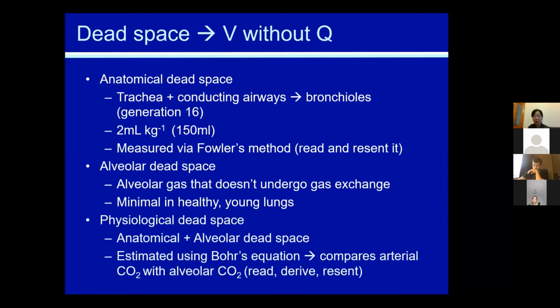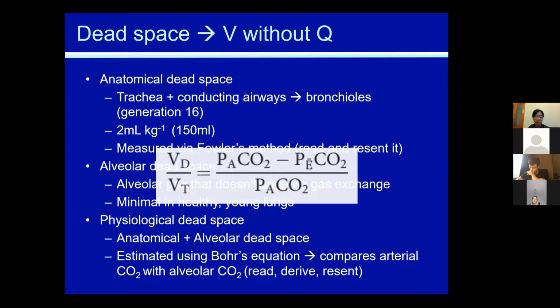And then finally, physiological dead space is the total of your anatomical dead space, i.e. your conducting airways, and alveolar dead space. So that's your alveoli that aren't very efficient. For MCQ purposes, Viva purposes, this is measured using Bohr's equation. So this is what Bohr's equation looks like.